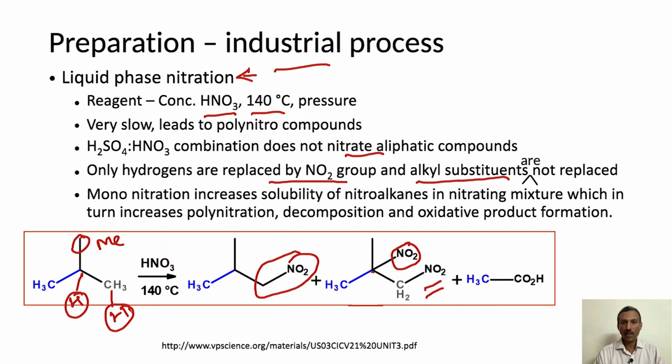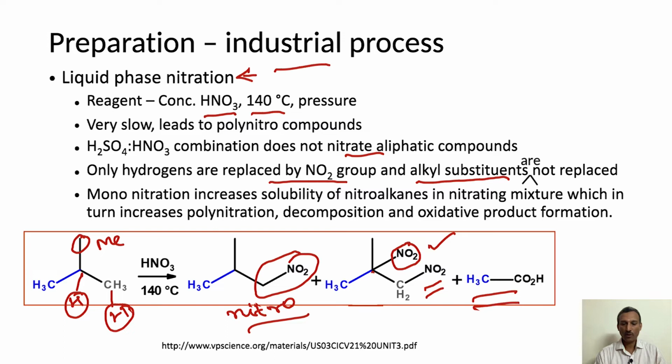And nitric acid being an oxidizing agent, it even oxidizes the obtained nitro compounds to carboxylic acid also. So that is the reason this method cannot be used for the preparation of nitro compounds effectively, because this is the nitro derivative we wanted to prepare, but instead of this single nitro derivative, we are getting another additional polynitro derivative, and some of the molecule is also broken down into the carboxylic acid. So in other words, what we can say is this liquid phase nitration is not an efficient method for the preparation of nitro compounds.